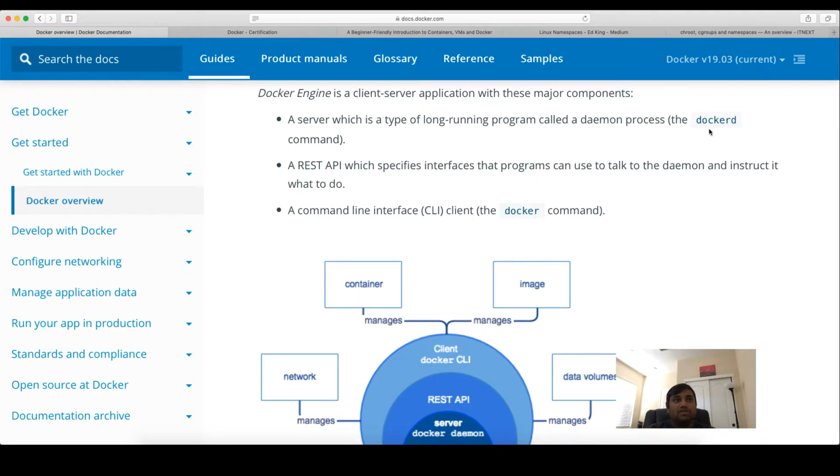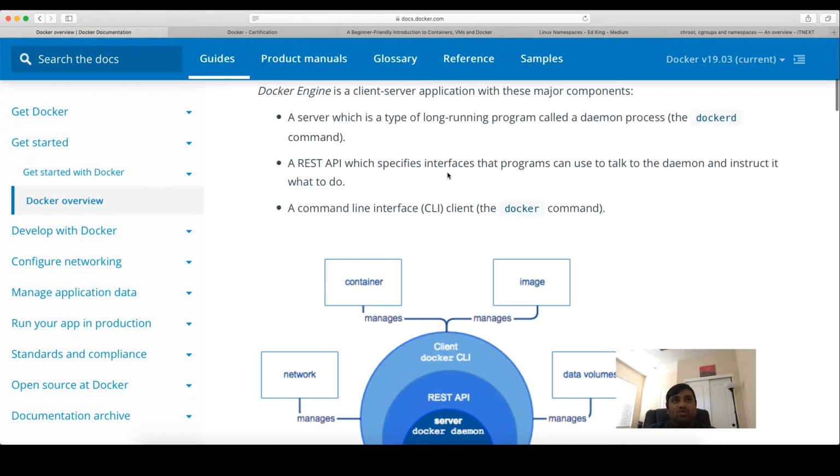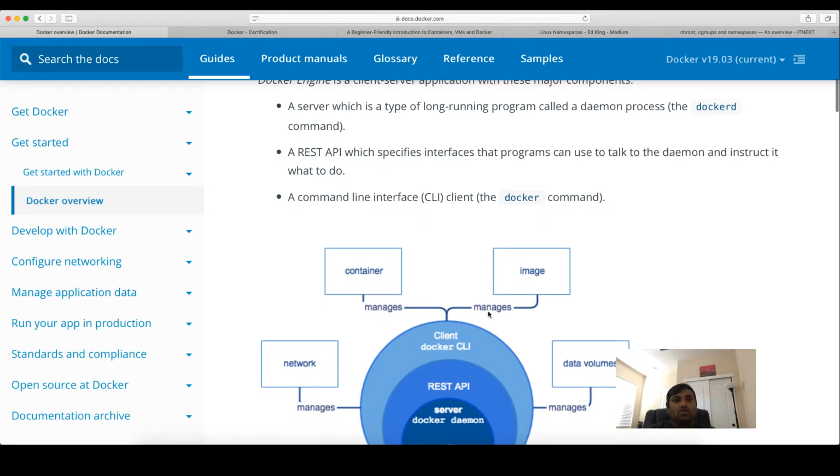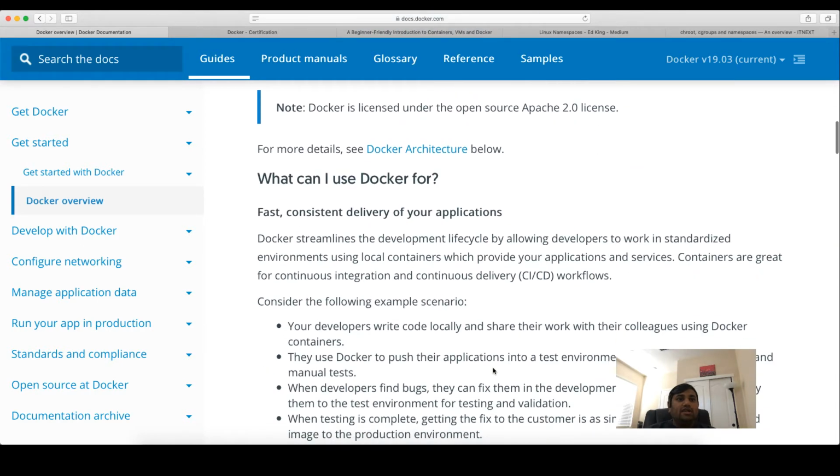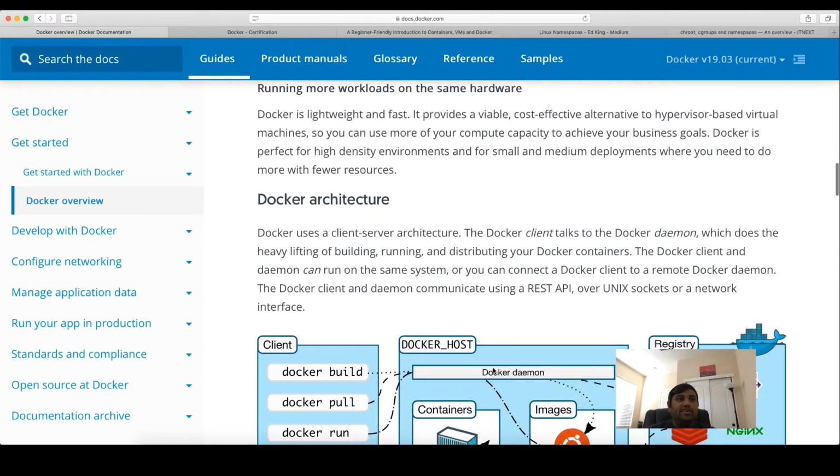It means it is the Docker service. The REST API specifies the interface that programs can use to talk to the daemon. That means talking to the server. And we also have a CLI, the command line interface client, which is called the docker command. Using that, we can also interact with the server here. Now let's take a look at some of these things in greater detail.